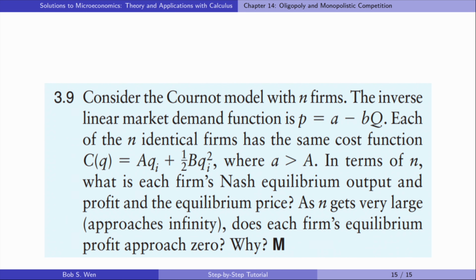Let's address exercise 3.9. Consider the Cournot model with n firms. The inverse linear market demand function is P equals A minus B times Q. Each of the n identical firms has the same cost function. In terms of n, what is each firm's Nash equilibrium output, profit, and equilibrium price? As n gets very large, does each firm's equilibrium profit approach 0? Why?